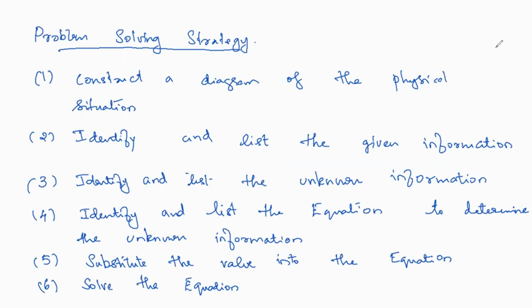The problem solving strategy. There is a number of steps that should be followed for solving the problems. Construct a diagram of the physical situation. Identify and list the given information. Identify and list the unknown information. Identify and list the equation to determine the unknown information.